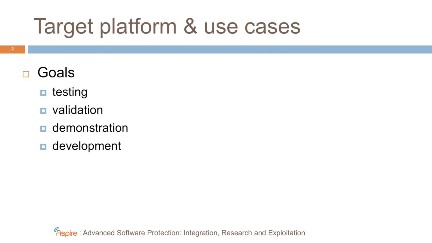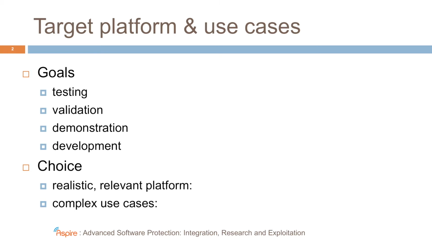Now at the start of the project we had some choices to make. The first choice was to go for a realistic, relevant platform. And the second one was to go for complex use cases, not just toy examples on which we would deploy the protections. As for the platform, we chose Android 4.3 and then 4.4, which means we were targeting an ARM v7 architecture. And the reason was that at the start of the project, this platform was the one for which toolchains, developer boards, and so on were available.